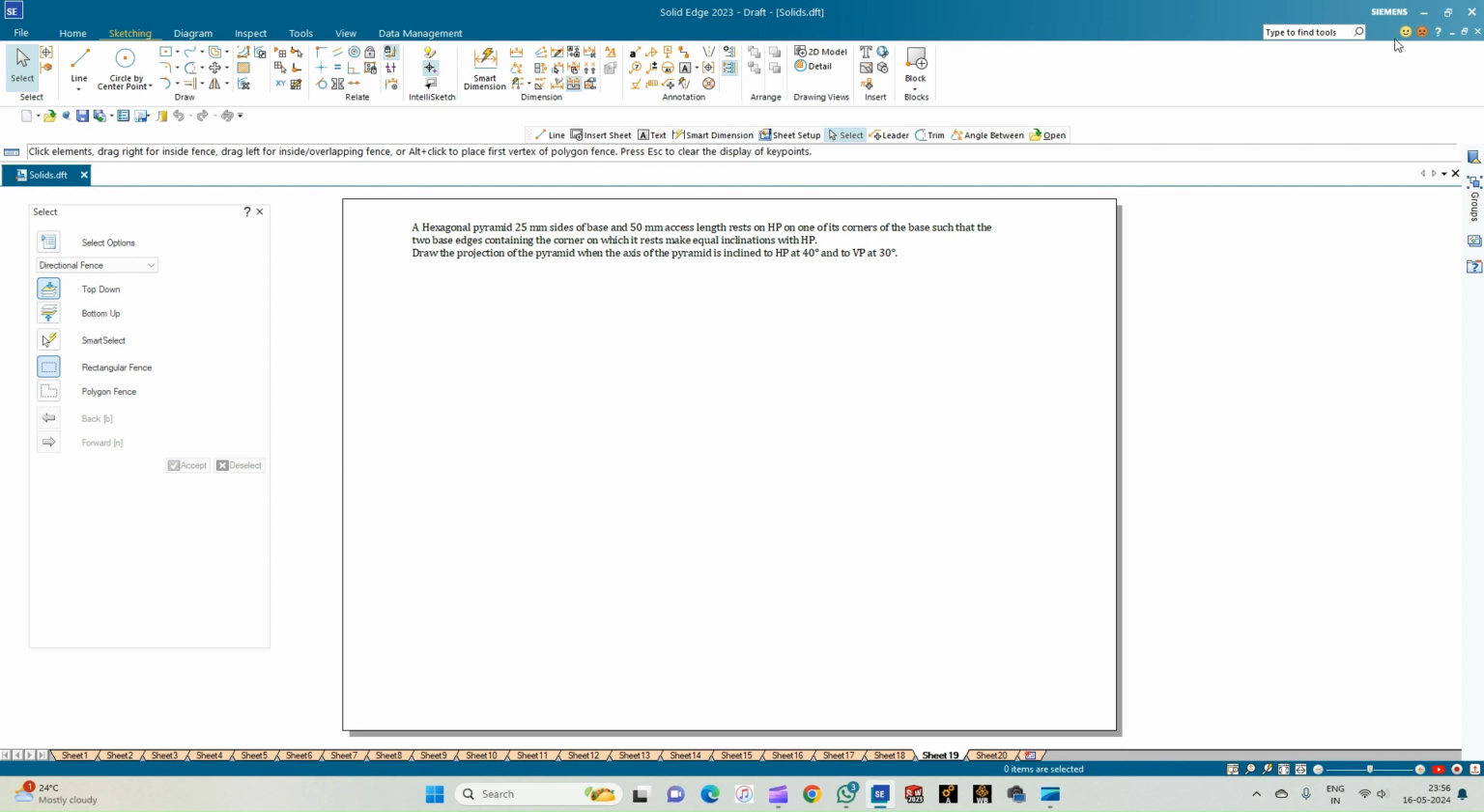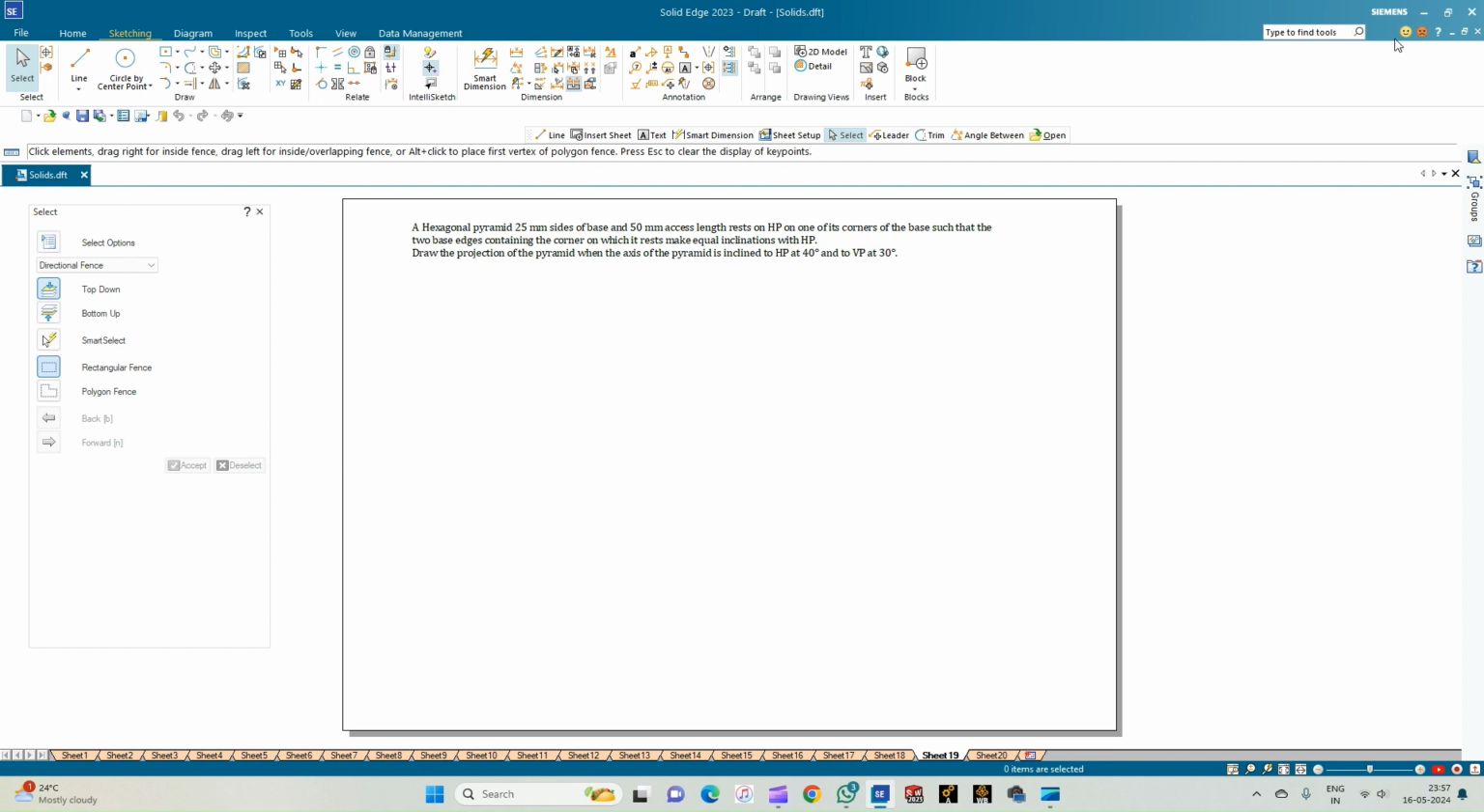In this video, we shall see how to do the computer drafting of the orthographic projection of solids using the Solid Edge software. In this problem statement, we have got a hexagonal pyramid, 25 sides of base and 50 axis length, resting on HP on one of its corners of the base such that the two base edges containing the corner on which it rests are making equal inclinations with the HP. We need to draw the projection of the pyramid when the axis of the pyramid is inclined to HP at 40 degrees and to VP at 30 degrees.